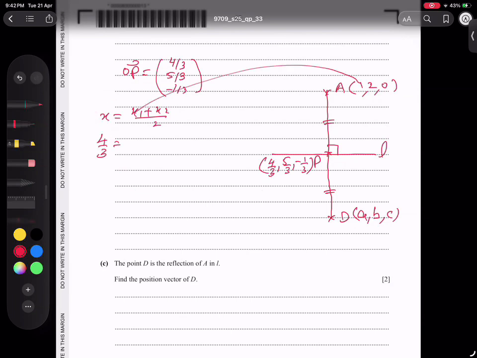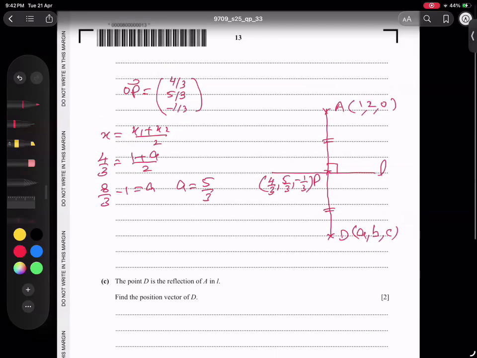X1 is this and x2 is this a. So (1 + a)/2. So, 2 multiplied by 8/3 minus 1 is equal to a. And I'm getting here a becomes 5/3. So I'm getting the a coordinate. Okay, done. In the same way I'm going to find the other coordinates.